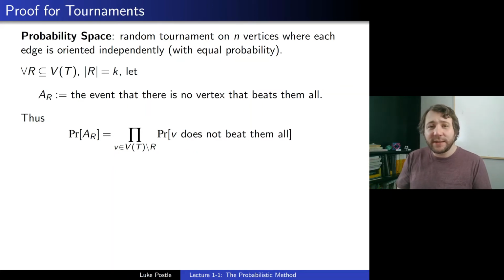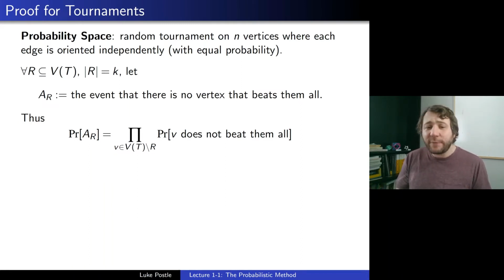We have to be a bit careful. First, we can note, though, that for each vertex outside of R, its relation to R is independent from the other vertices, as those are different edges. And so this probability, via the independence, we can say is equal to the product over those vertices of the probability that that vertex v does not beat them all.